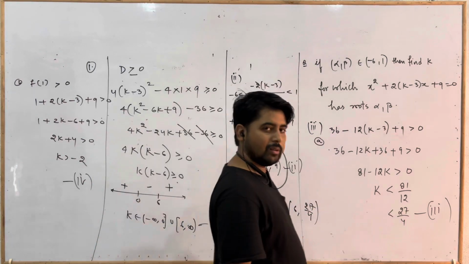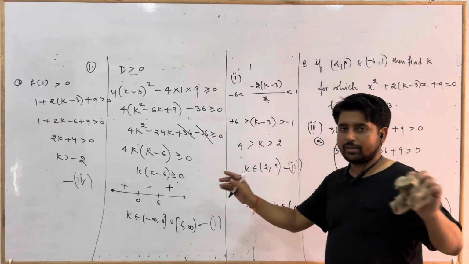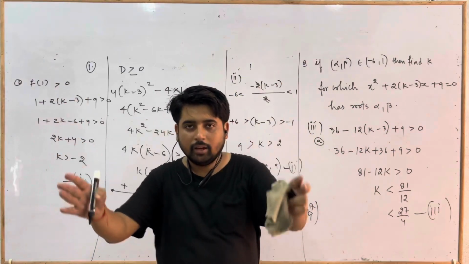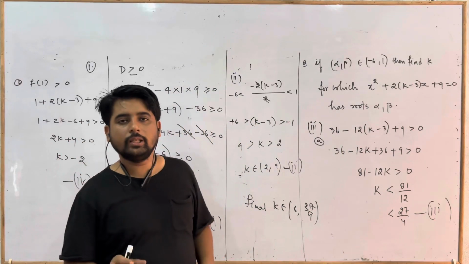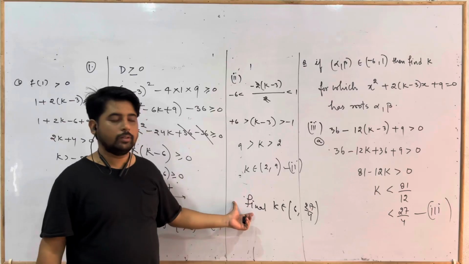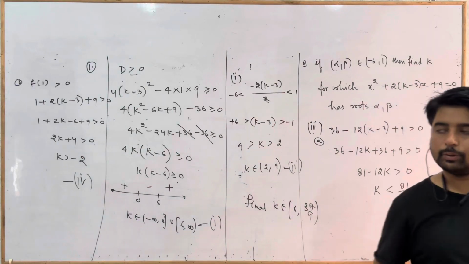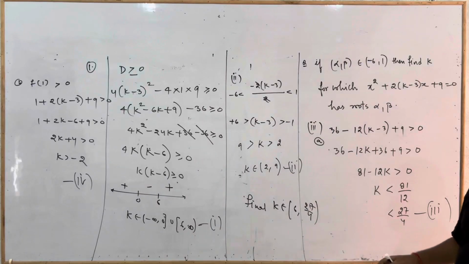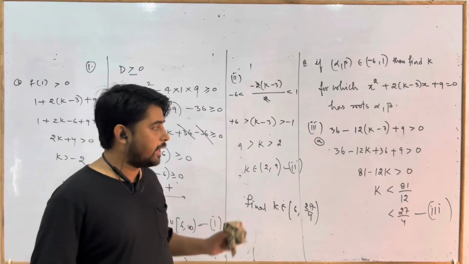Right? It is very simple, right? On the number line, draw every case and superimpose them, and whatever the common portion is, this is the final value of k. Okay, closed interval is 6 to 27 by 4. So I hope you understand this concept. We are getting everything.